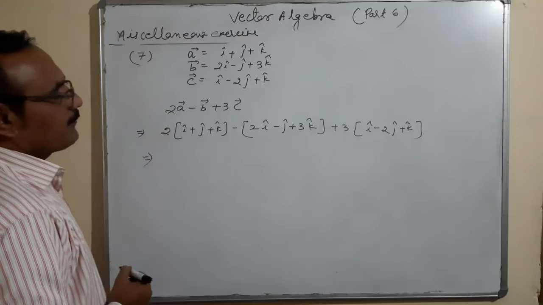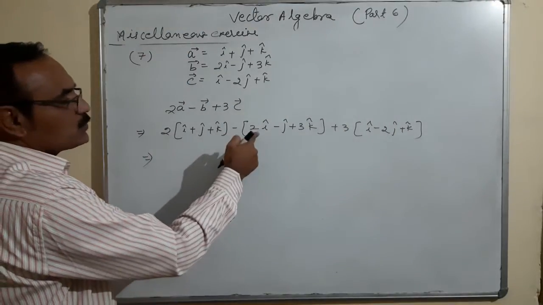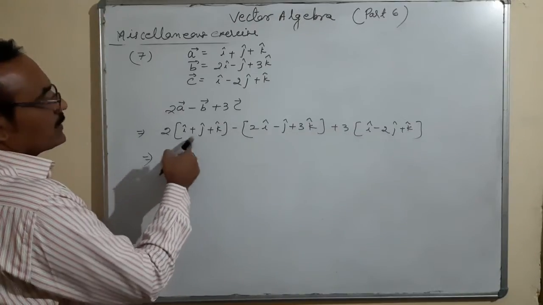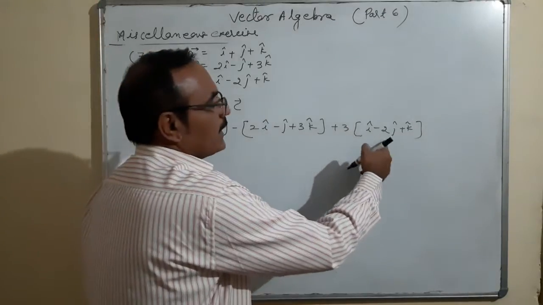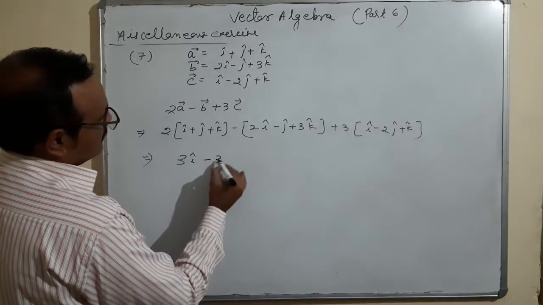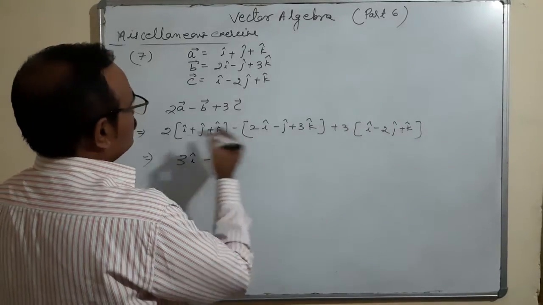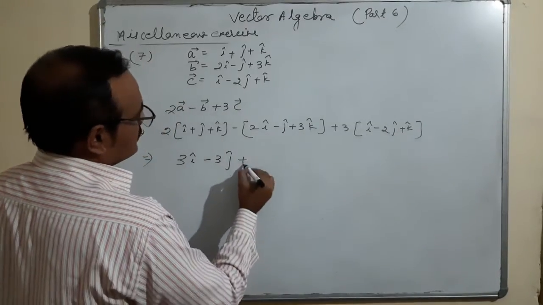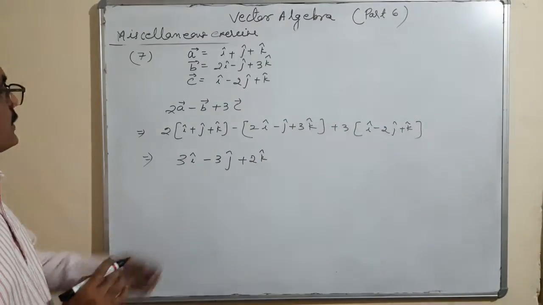I am collecting all the terms. 2i minus 2i cancels, and 3i is left. Then 2j plus j is 3j, minus 6j, so minus 3j. 2k minus 3k is minus k, plus 3k, so it is 2k. So this is the vector.